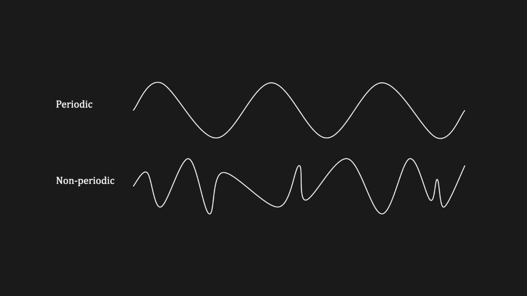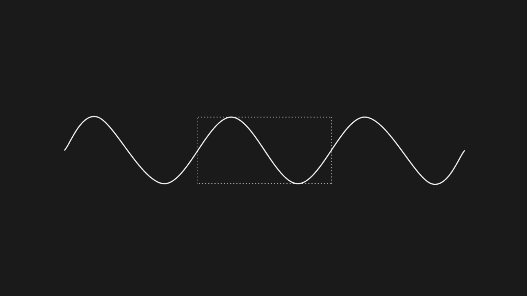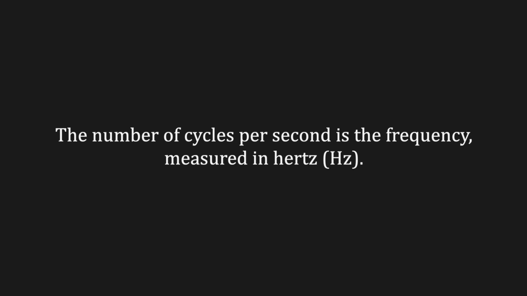Sound vibrations can be periodic or non-periodic. A violin produces periodic vibrations, while a cymbal produces irregular, non-periodic ones. A single repetition of a periodic vibration is called a cycle. The number of cycles per second is the frequency, measured in hertz. The time for one cycle to complete is the period.